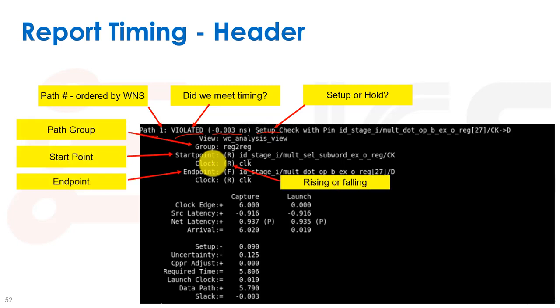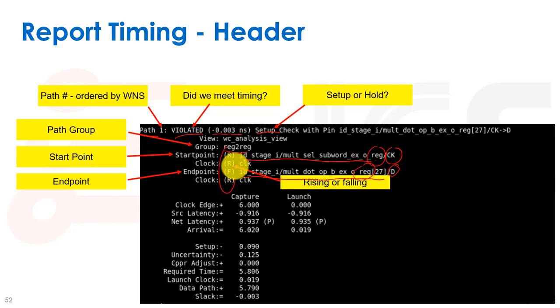So the path group, this is a reg to reg path. Remember, we defined our different types of path groups. We have the start point. The start point here is this long name with the clock pin of this flip-flop. Remember, start points are usually the clock pins of flip-flops. The end point is this long name here, the D pin of the next flip-flop. And you can tell that these are both flip-flops because the synthesizer added the underscore reg notation after them.